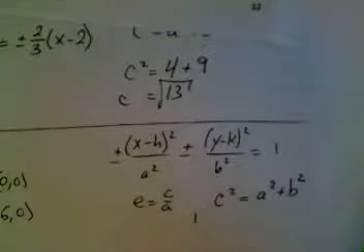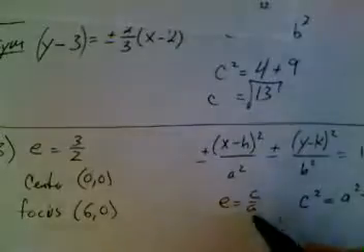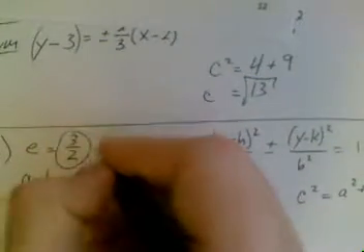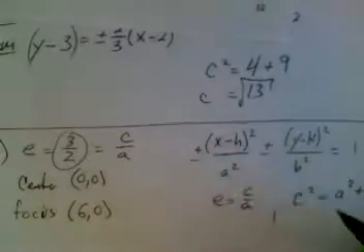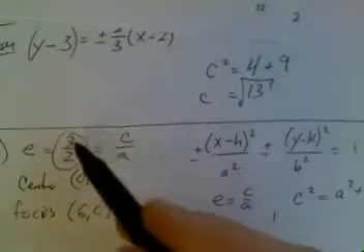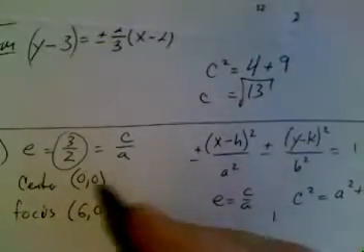Well, let's go through this. First things first. I know that eccentricity is supposed to be equal to c over a. So this number right here is supposed to be c divided by a. That'll give me this a value. You would like to think that c is 3 and a is 2, but that would be wrong.